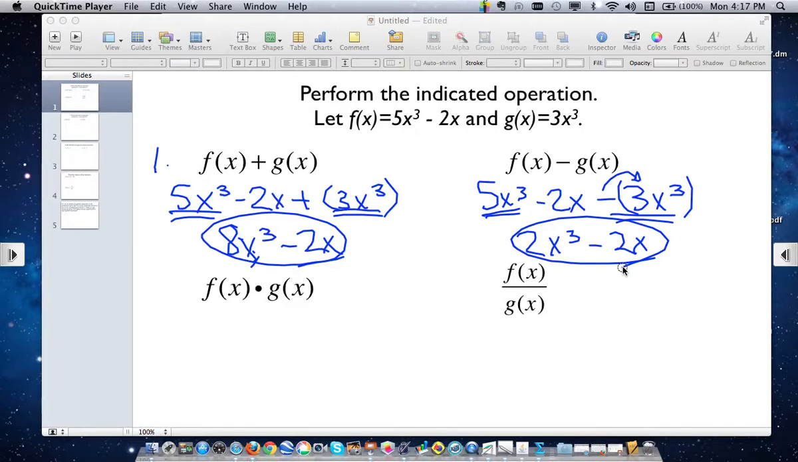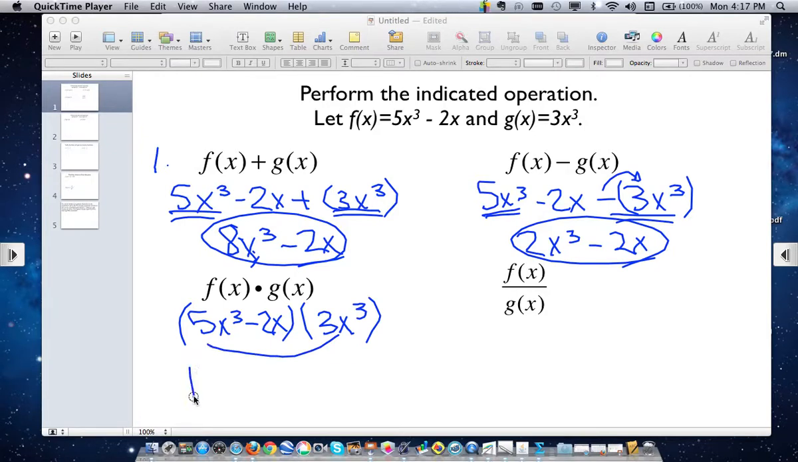For multiplying f of x times g of x. So we have 5x to the third minus 2x. Here we do want to put this in parentheses, since that whole term represents f of x. And then multiplied by 3x to the third. 2 terms times 1 term, let's go ahead and distribute the 3x to the third.